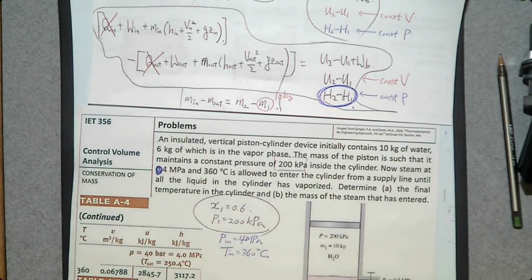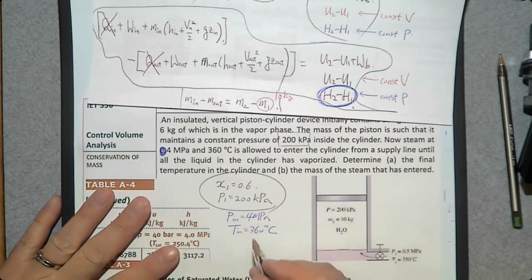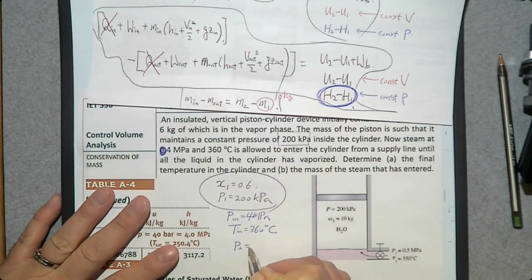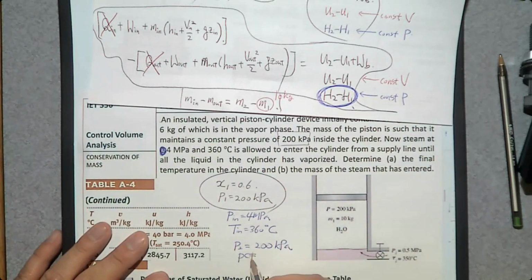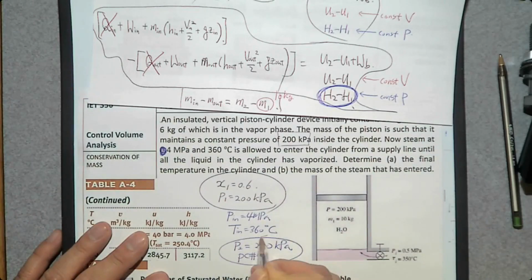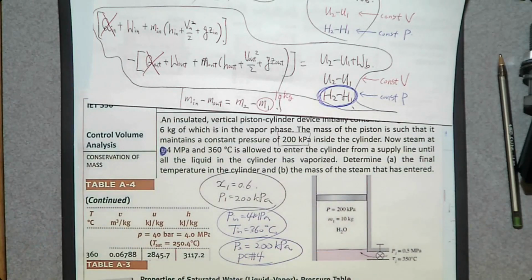Until all the liquid in the cylinder has vaporized. So what is the phase at the end? Saturated vapor. So at the end, P2 is still 200 kilopascal because it's a constant pressure process, and it is saturated vapor. So we have everything that we need to evaluate H initially, finally, and at the inlet.